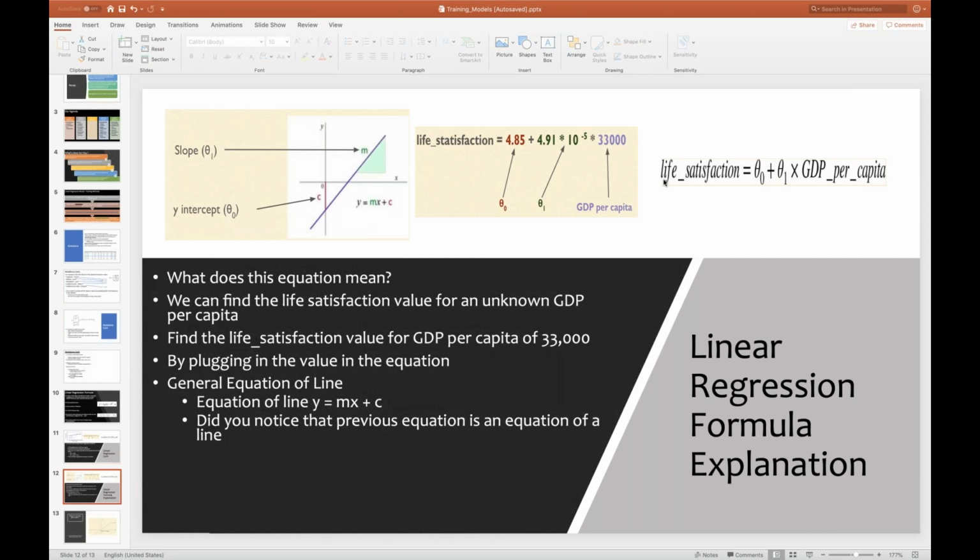So with this, we understood the linear regression formula 25%, and we will resume it again tomorrow.